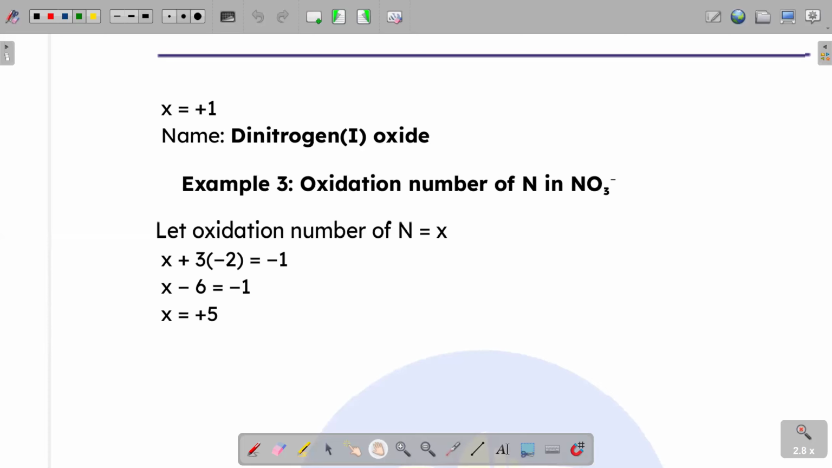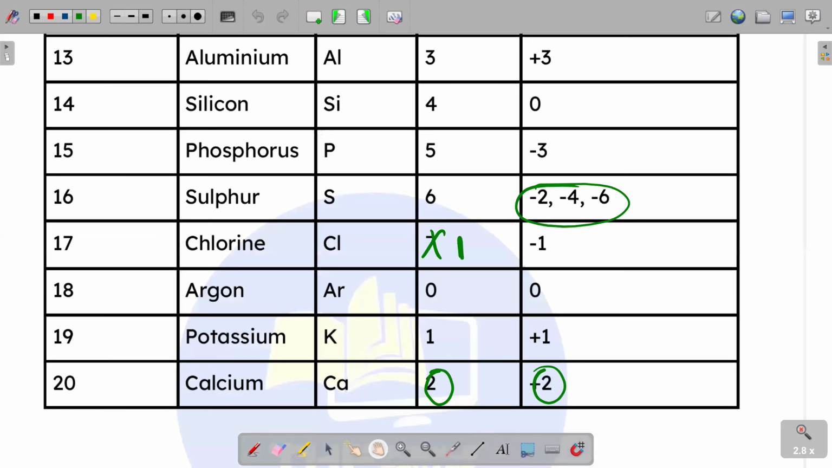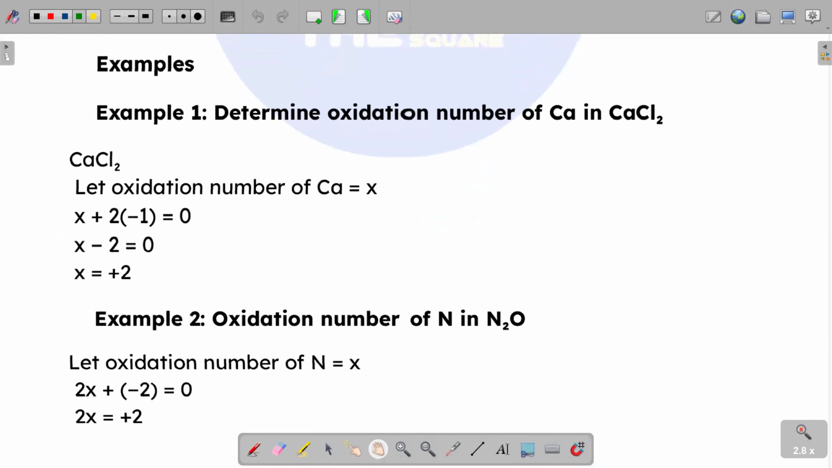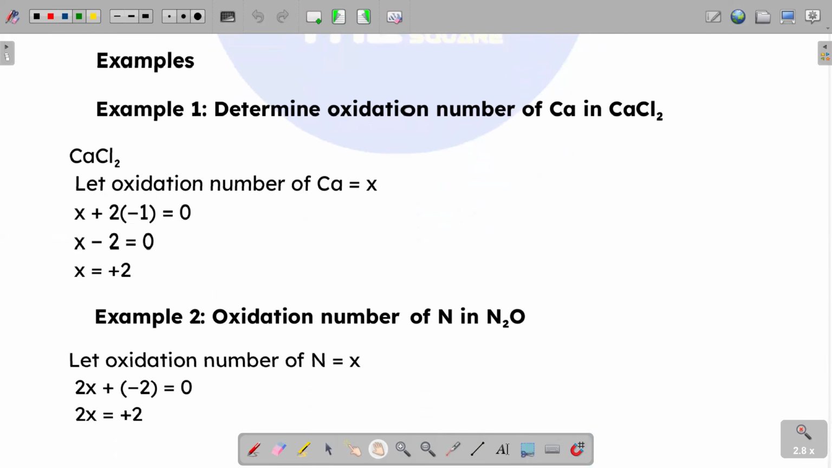Let's look at this first example. Determine the oxidation state of calcium in calcium chloride. All we need to assume first is that calcium chloride is a neutral compound. If calcium chloride is a neutral compound, the oxidation number of calcium chloride is going to be 0, since it's a neutral compound.